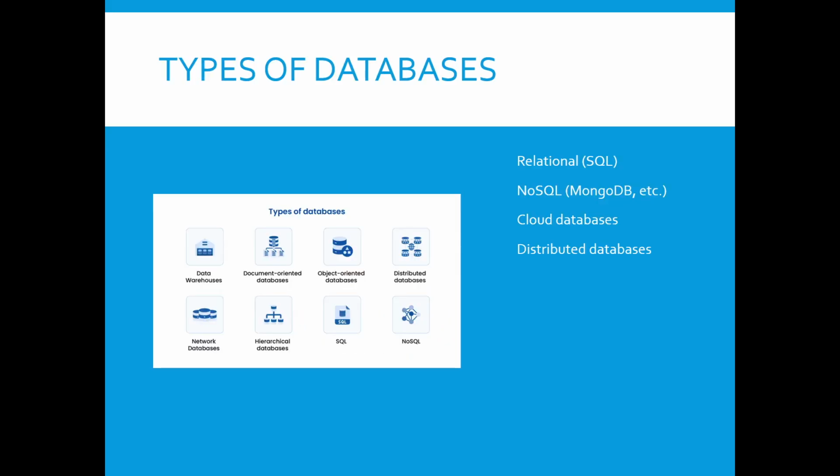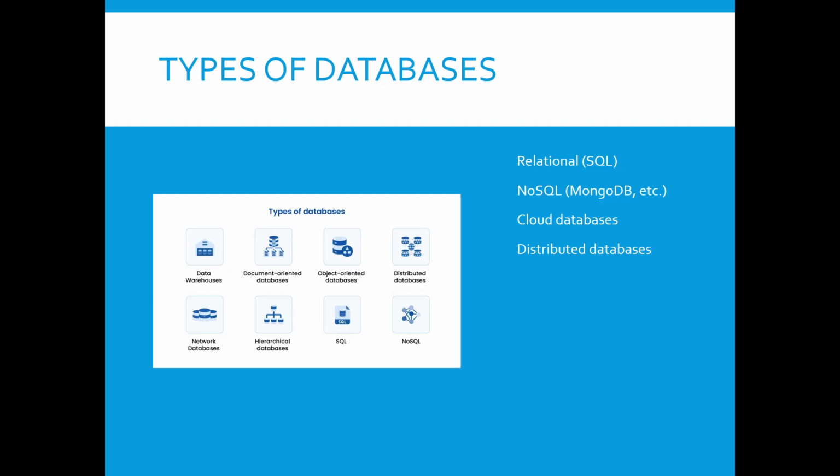And the many types of databases. There are several types. The main two are both relational and NoSQL databases. Relational databases store data in tables with rows and columns, while NoSQL databases are more flexible and are used for unstructured or large scale data. There are also cloud databases and distributed databases, which are designed for scalability and performance across multiple systems.